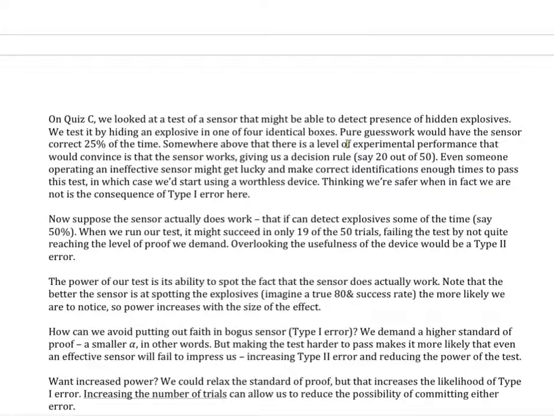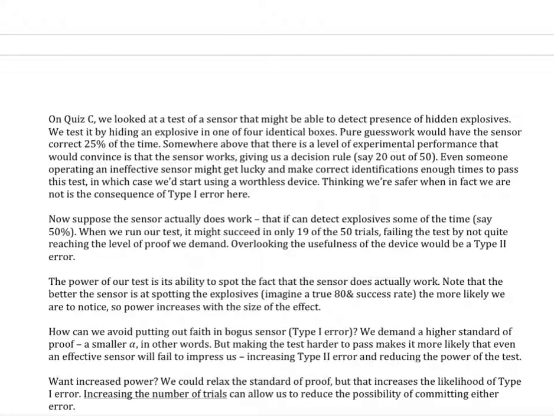Somewhere above there's a level of experimental performance that would convince us that the sensor works, giving us something like 20 out of 50 or something like that. Even someone operating an ineffective sensor, of course, might get lucky just due to random chance and make some correct identifications, in which case we'd be using a worthless device. So thinking we're safer when in fact we are not is the consequence of type 1 error here.